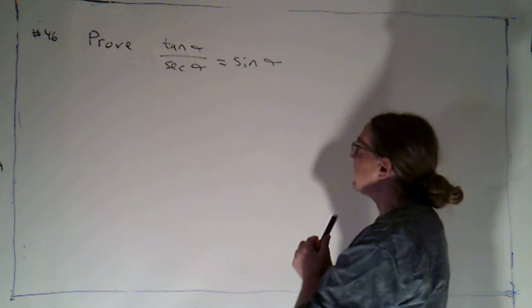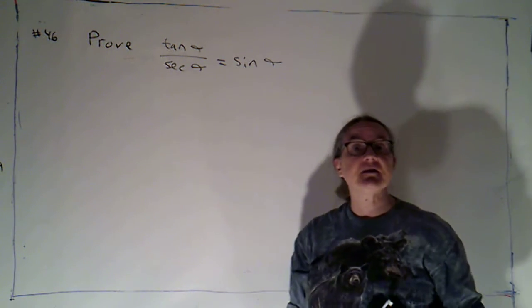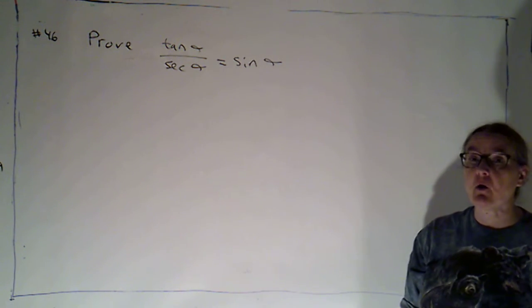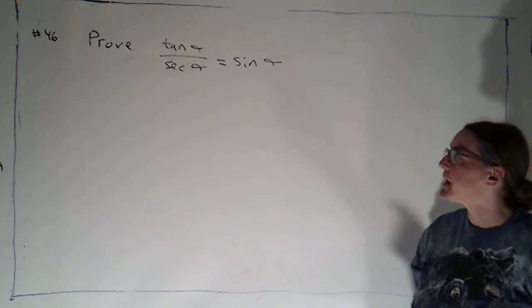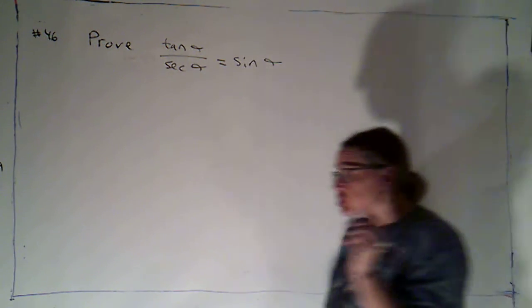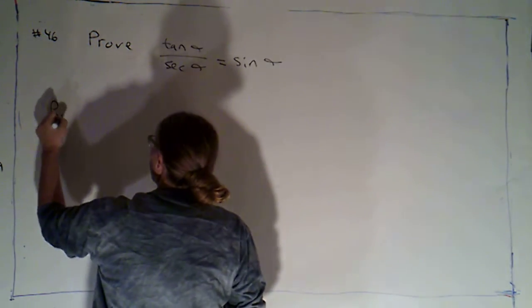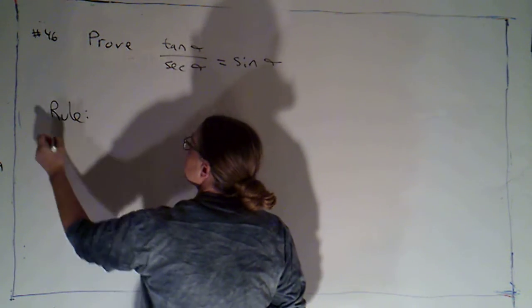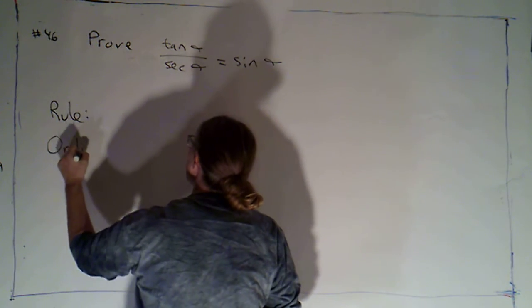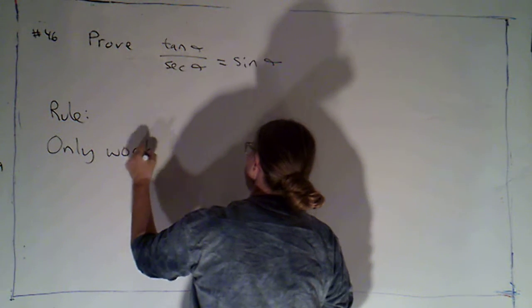If this is an identity, it's true whenever both sides are defined, and it doesn't matter what we call the angle. Now, one super important rule when I'm proving identities is that I can only work with one side at a time.